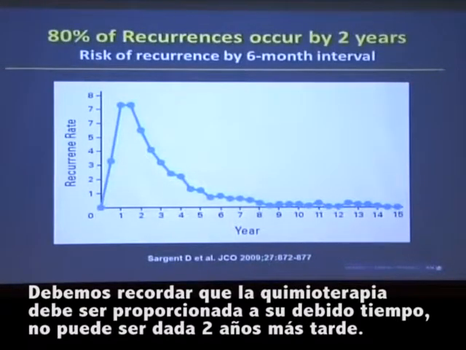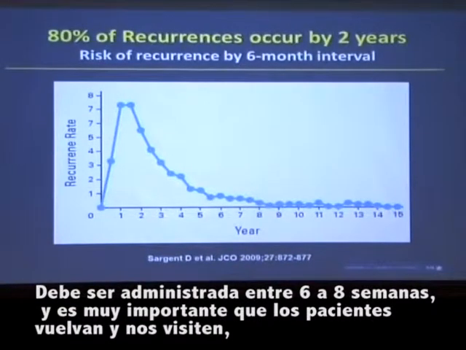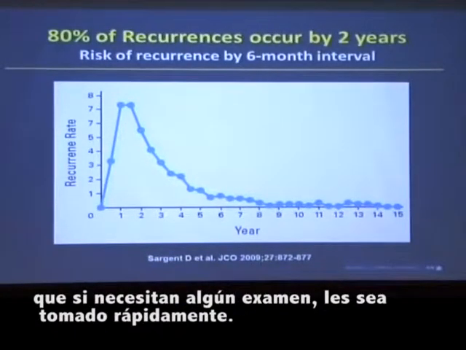We just have to remember that chemotherapy needs to be given in a timely manner. It cannot be given 2 years later. It has to be given within 6 to 8 weeks. So it's very important that the patients come back and visit with us and that they get whatever testing is needed, they get it done quickly.